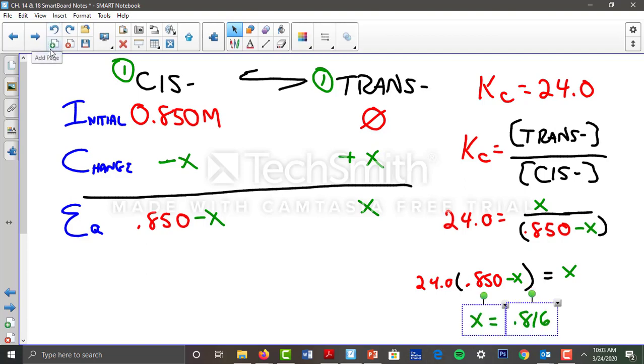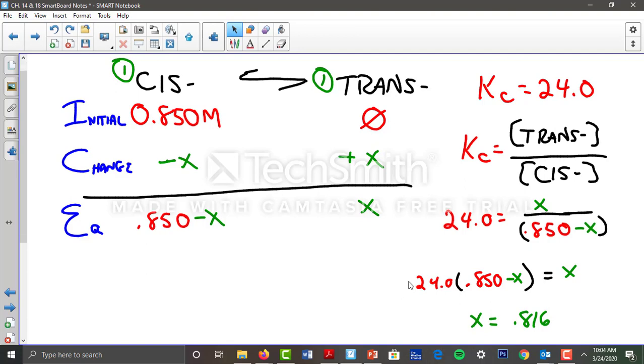Distribute the x, solve for x. X equals 0.816. Now that x value is rational when you think of it relative to the starting amount. The x value can never be more than the initial amount of 0.850. So the 0.816 seems rational.